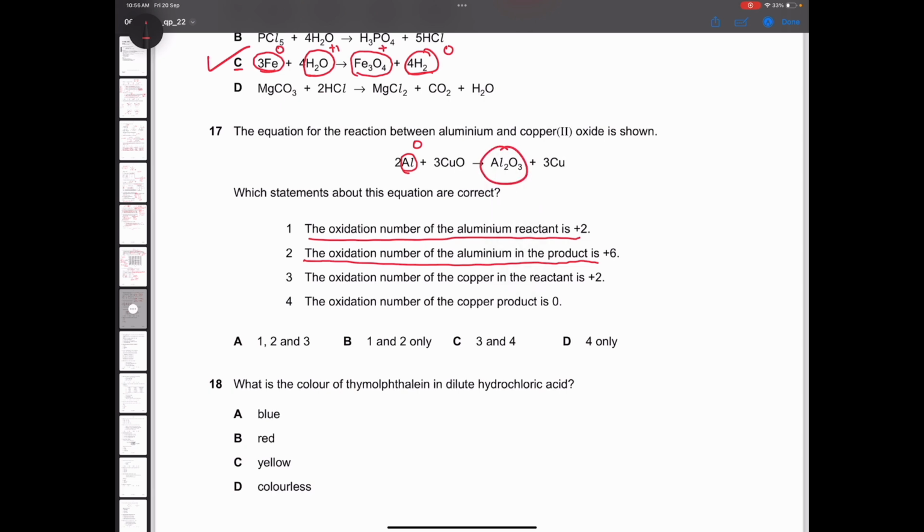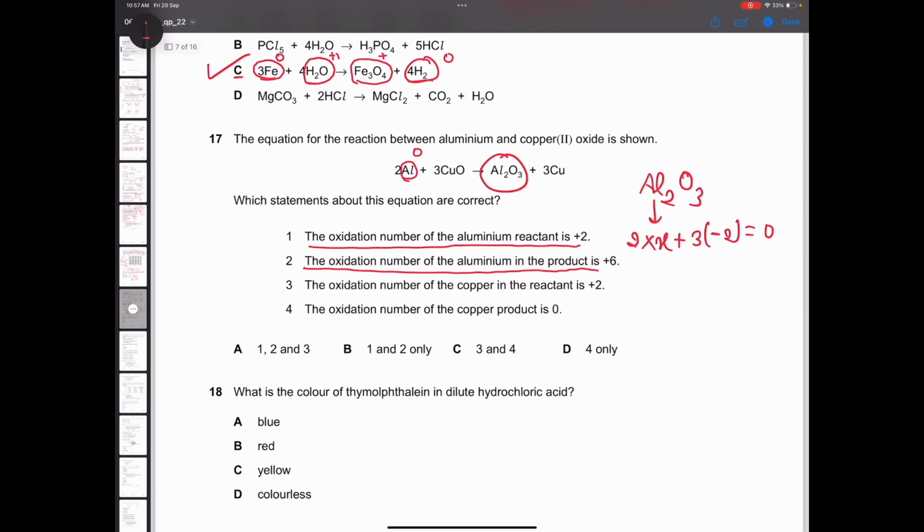Let's calculate. It is Al2O3. We will take aluminium as x. How many aluminium do we have? We have 2. Plus 3 times, what is the charge on a single oxygen? -2. The total is equal to 0 because it's a compound. So 2x - 6 = 0, 2x = 6, x = +3. And we already know from the periodic table that aluminium is always +3. So this is not possible.